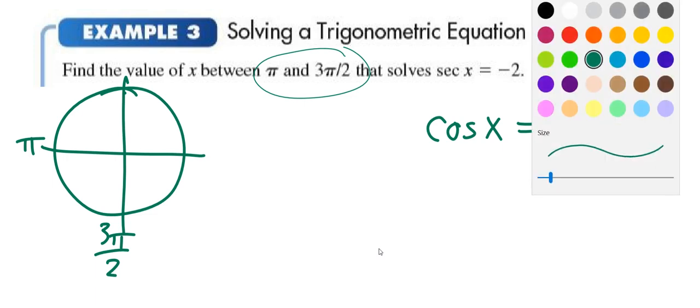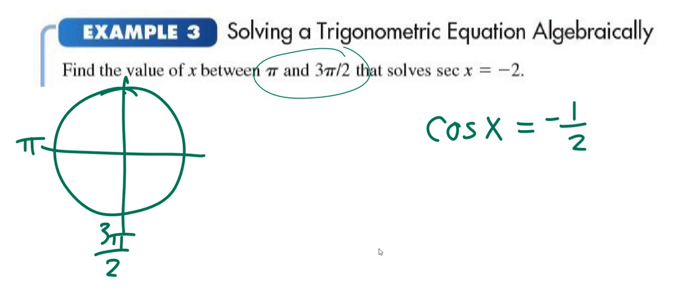Okie dokie. Is cosine an x value or a y value or a slope? At this point we should know it's an x value. The x value is negative 1/2. See if you can answer my question. The x value that I've marked is a negative 1/2.